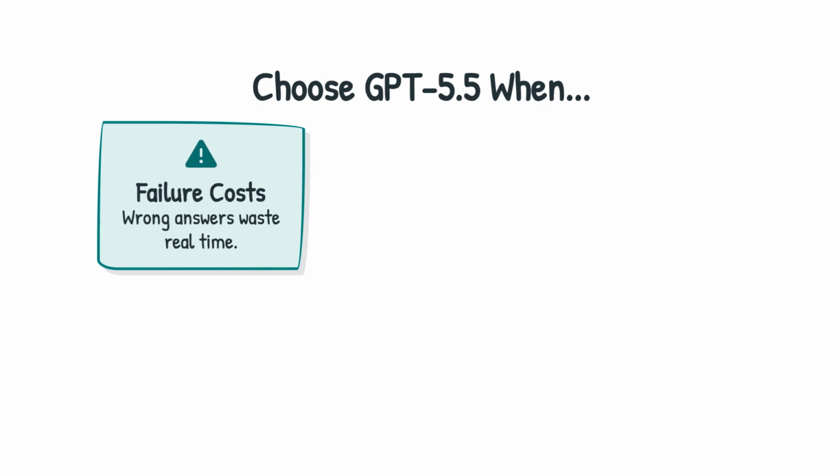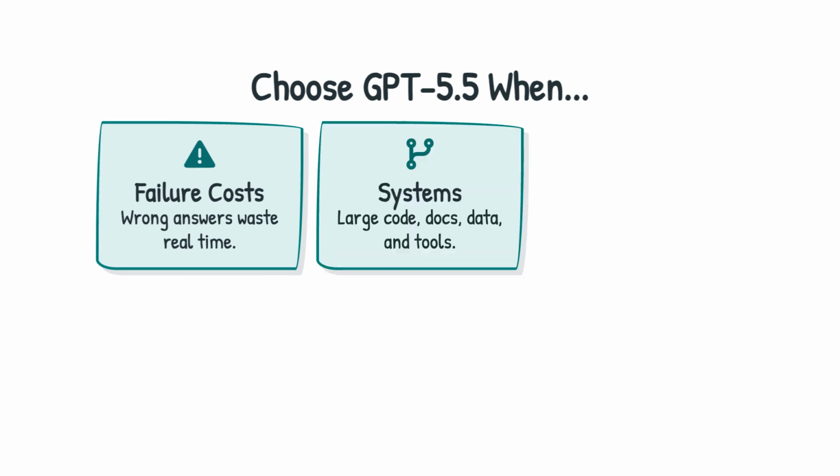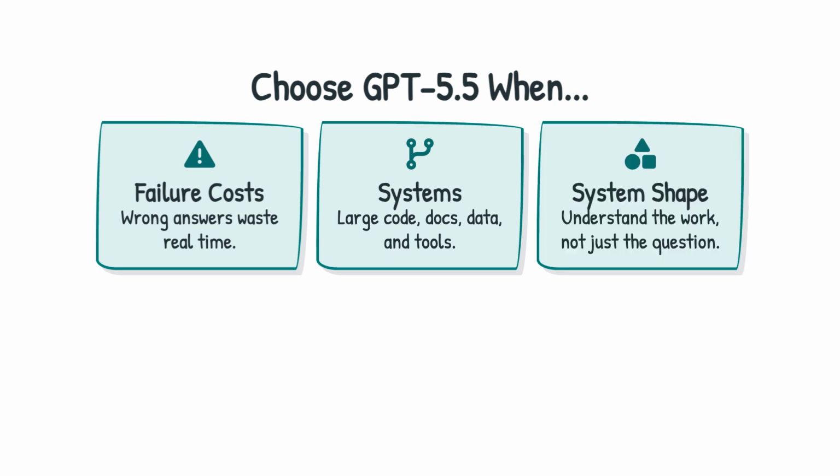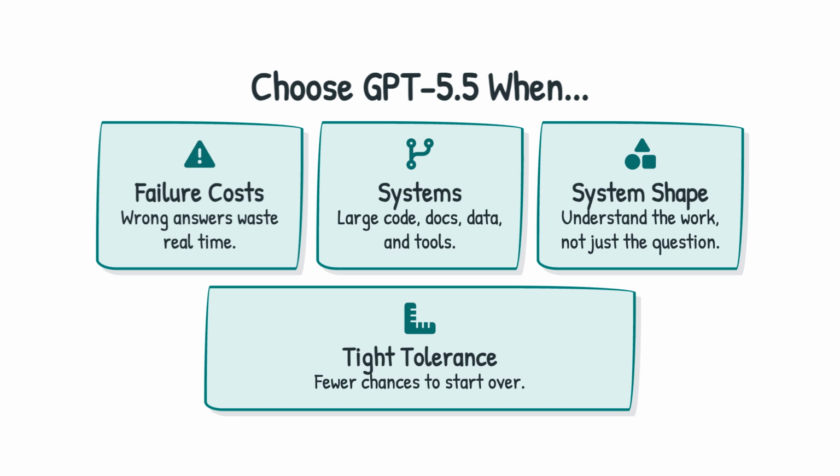And when should you choose GPT 5.5? Choose GPT 5.5 when failure is expensive. Complex coding, large refactors, multi-file debugging, deep research, data analysis, long documents, agent workflows that need planning, tool use, and verification. If the model must understand the shape of a system, not just answer a question, GPT 5.5 is the stronger choice. That is the contractor grade moment. Harder material, tighter tolerances, fewer chances to start over.